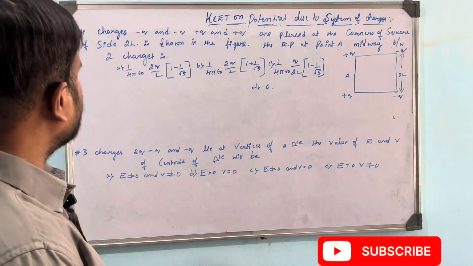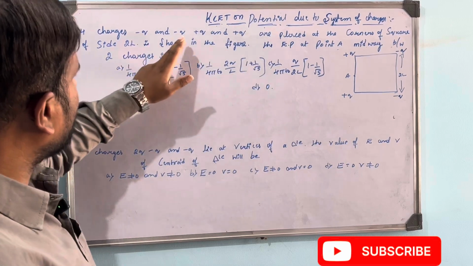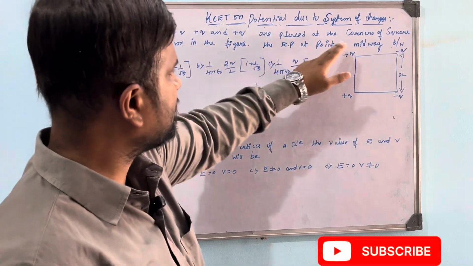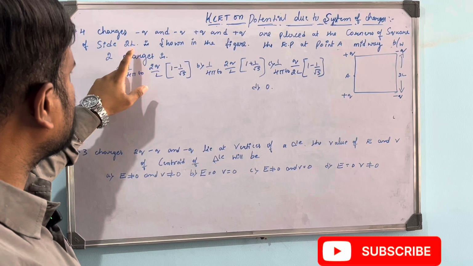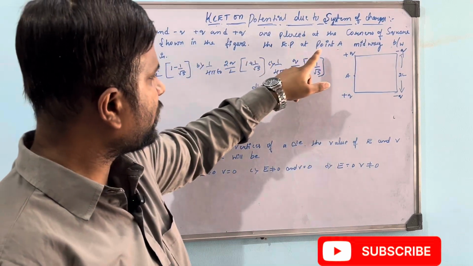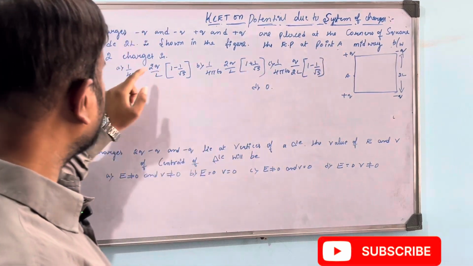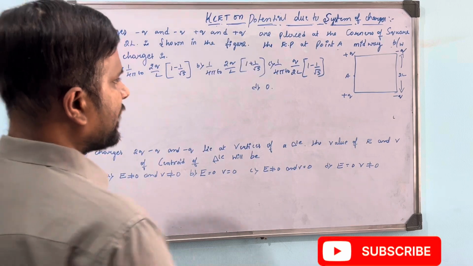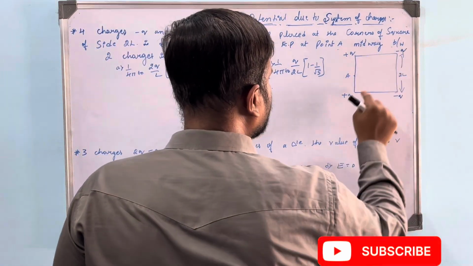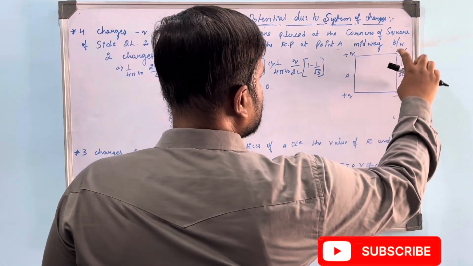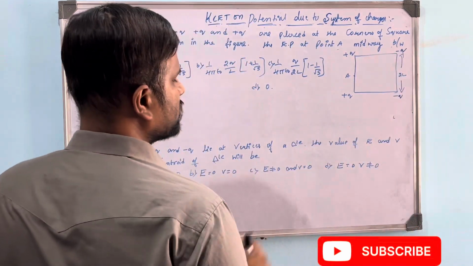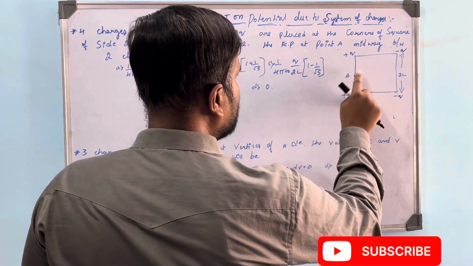So now, the next numerical is: four charges, minus q, minus q, plus q and plus q, are placed at the corners of a square of side 2L, as shown in the figure. The electric potential at the point A, midway between the two charges, is. Here they have given the four charges, and we need to calculate the potential at A midway between the two points.